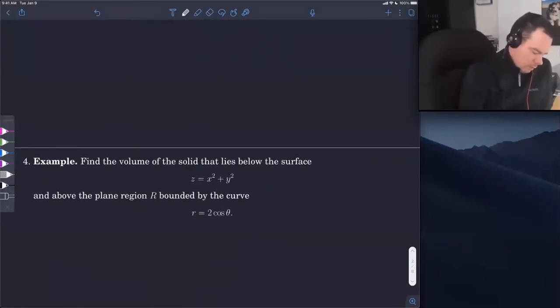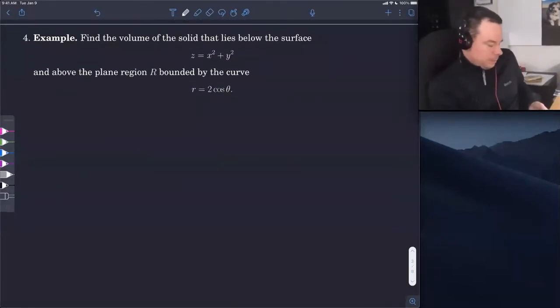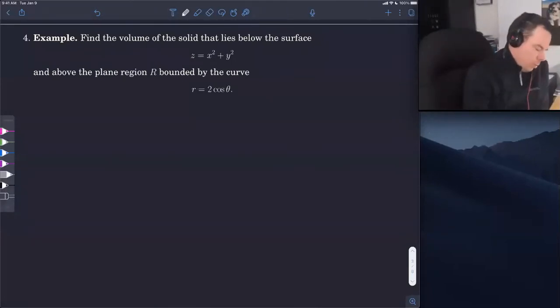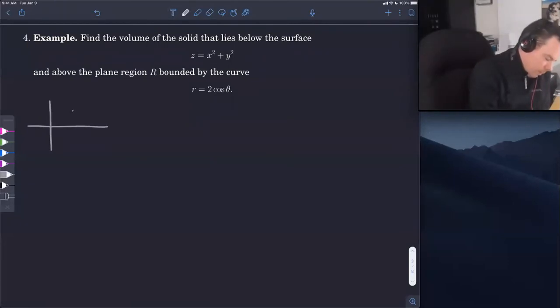So let's have a look at a bunch of examples now. Find the volume of a solid that lies below the surface and above the planar region bounded by the curve r equals 2 cos theta. So let's get a view of what this region looks like. So r equals 2 cos theta. That's a circle that's been shifted over.